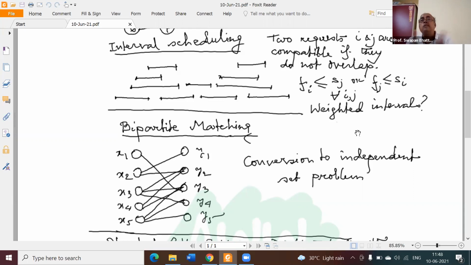Job x2 needs only one resource. It can be executed by resource y1 or y2. x2 doesn't require more than one resource, only one, but that resource may be y1 or y2. But y3, y4, y5 will not work for x2. Just see x3: y2, y3, y4. x3 can be executed by any one of these 3 resources. On the other hand, y3 can be assigned to only x4 and x5.